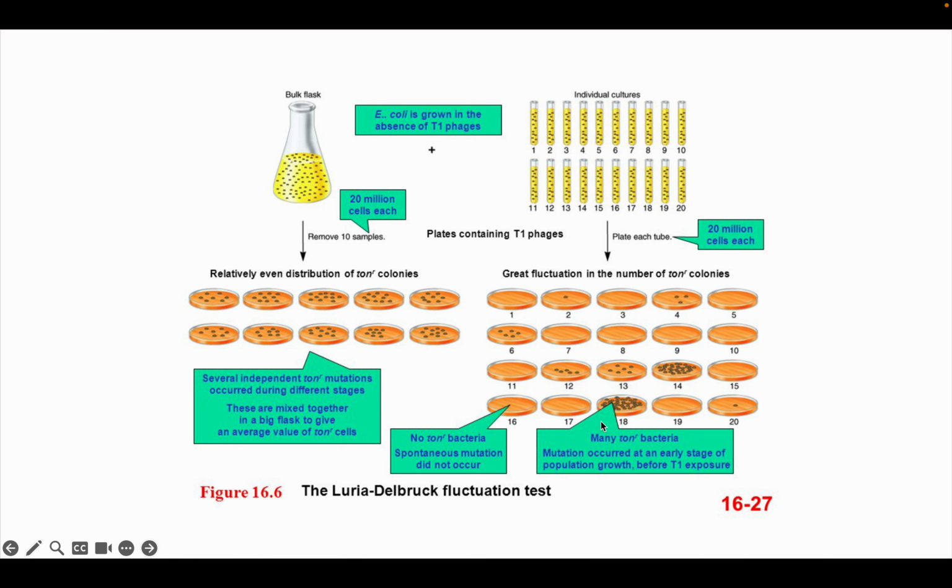So this is basically to test the random mutations and at which stage of life, like the division, they occur.